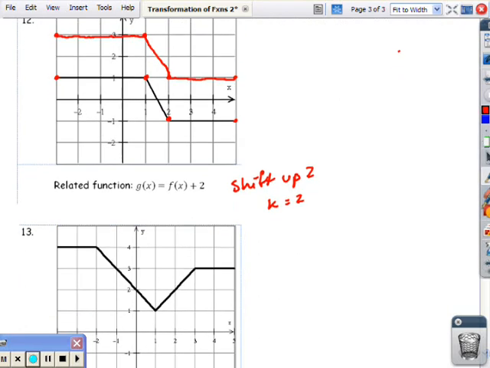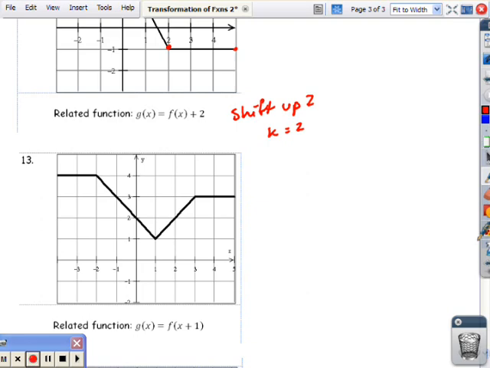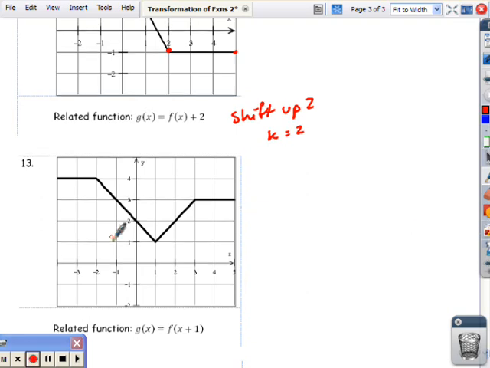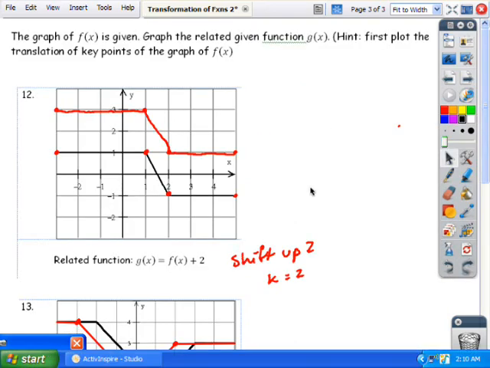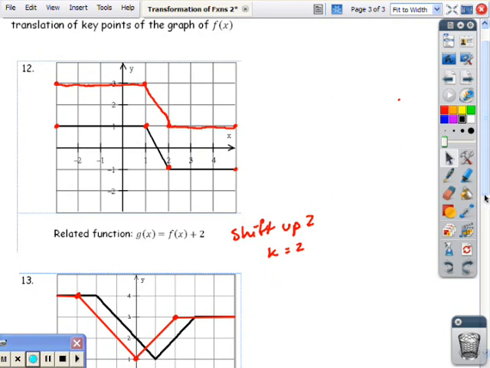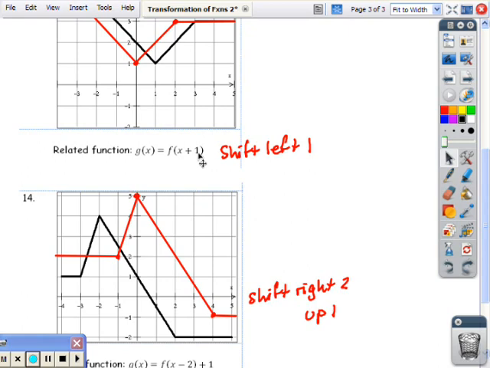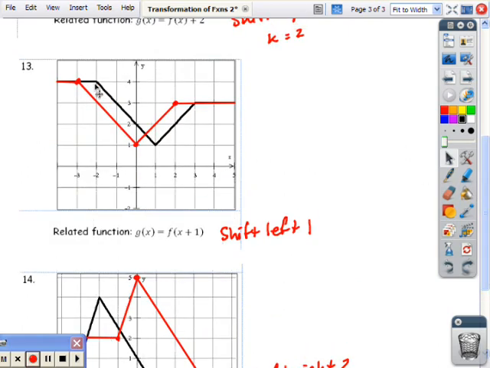Okay, give the next two a try by pausing the video and then unpause it to see what the answers are. Okay, here we go. For 13, we have a shift left 1. So I took this point and I shifted it left 1. I took this point, I shifted it left 1. And then I took this point and I shifted it left 1. And then I just drew the graph.